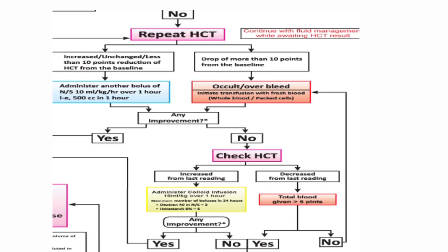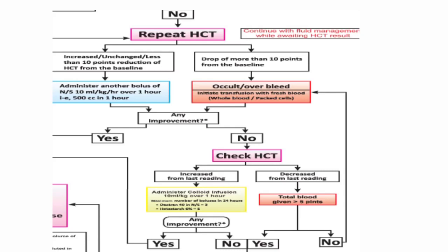If a patient comes with shock, has not improved after bolus, and on repeat hematocrit it drops more than 10 points, then it means the patient has some occult or overt bleed. So you will transfuse blood into that patient. The dose of blood is 5 ml per kg of packed cells, and 10 ml per kg of whole blood. So you will transfuse blood.